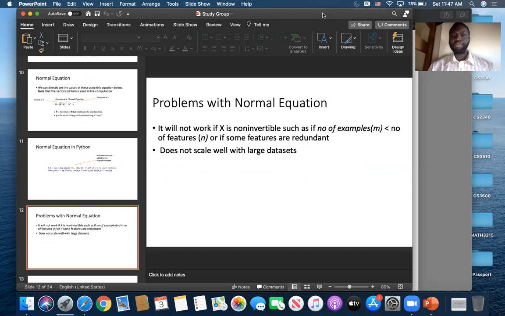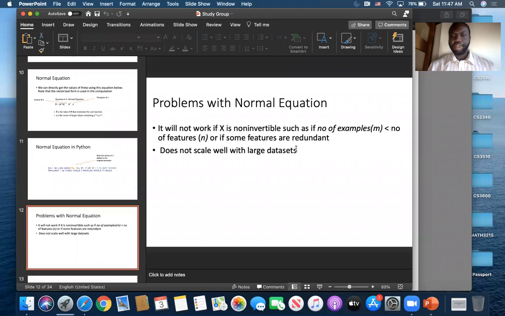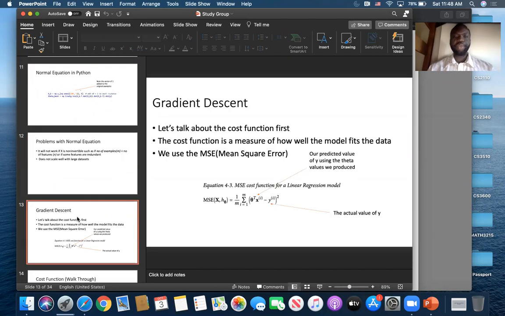There are also some problems with the normal equation. One, it won't work if x is not invertible, or pretty much if you can't get this inverse right here. And it also doesn't scale well with large data sets. The bigger the data set, the more difficult it becomes. Now, the normal equation is one way. The other way is using gradient descent.